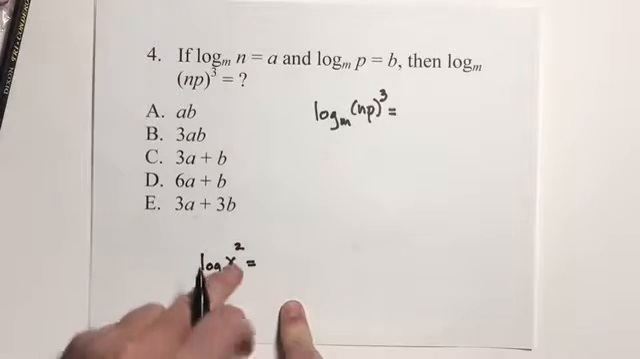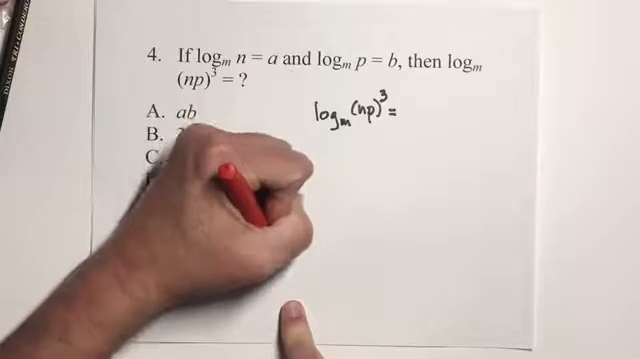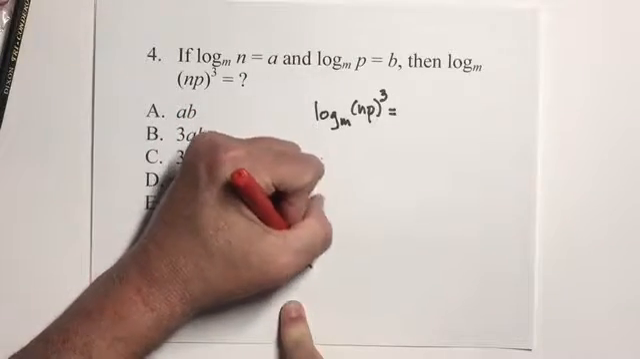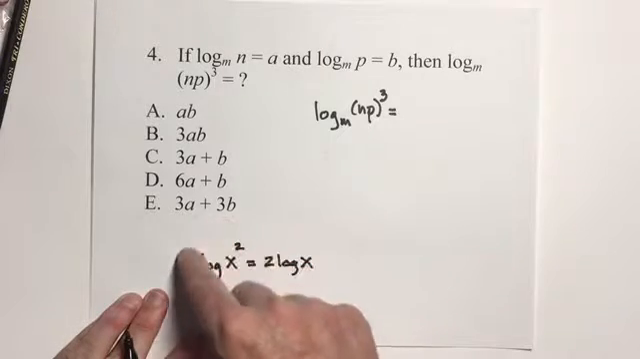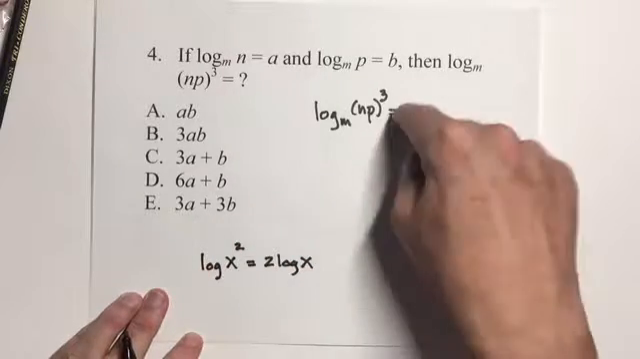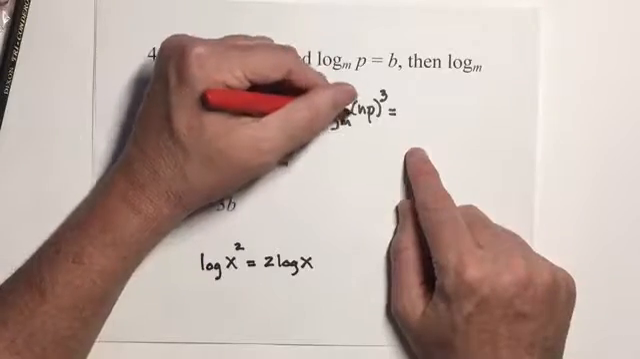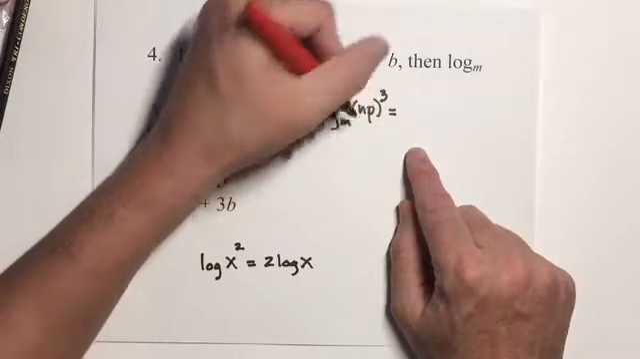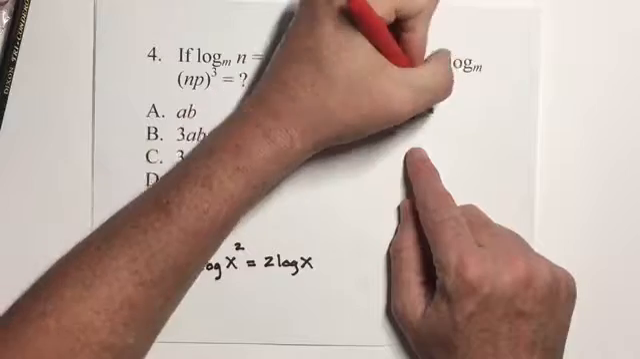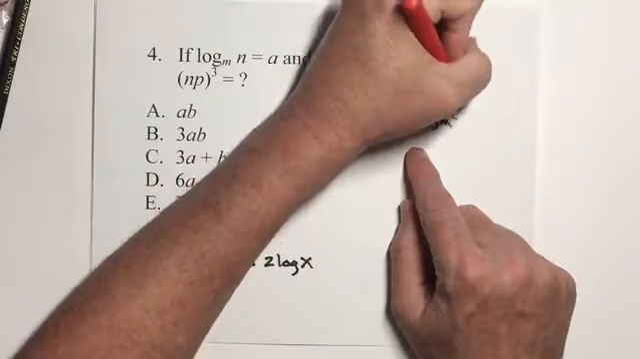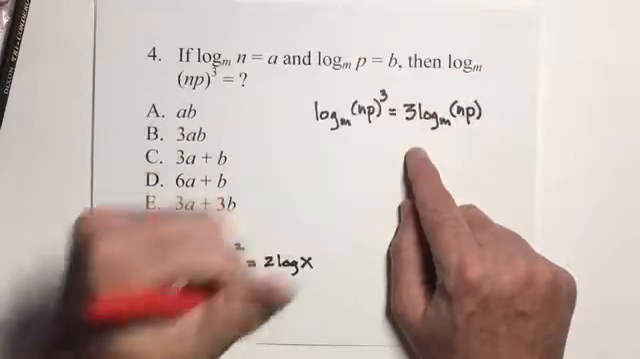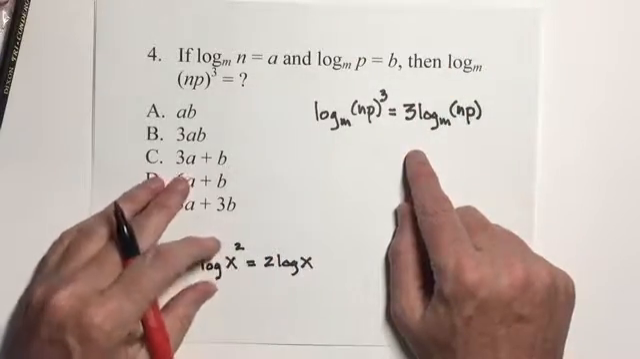So log of x squared is identical to 2 times the log of x. I can treat that exponent in the log as a coefficient. So I can do that here as well. Log base m of np cubed is the same as 3 log base m of np. There we go. So far, so good.